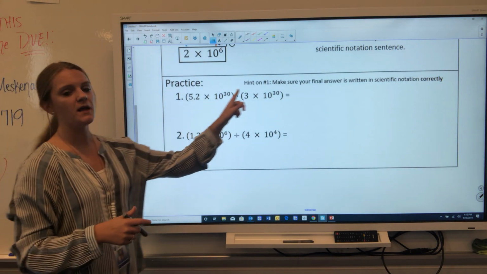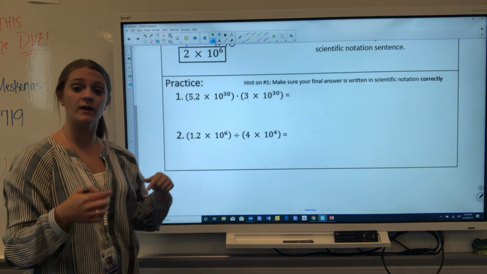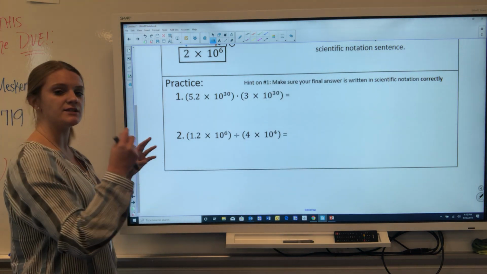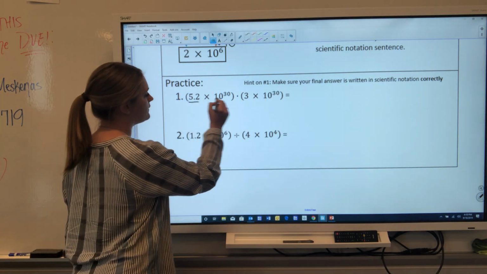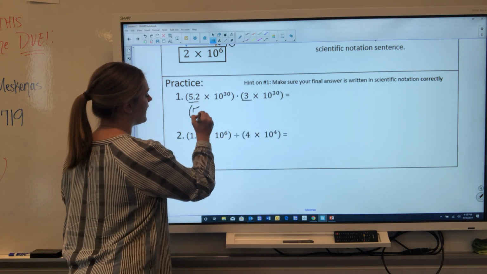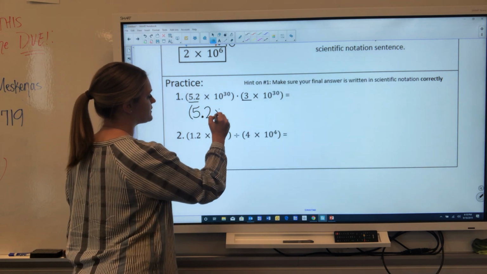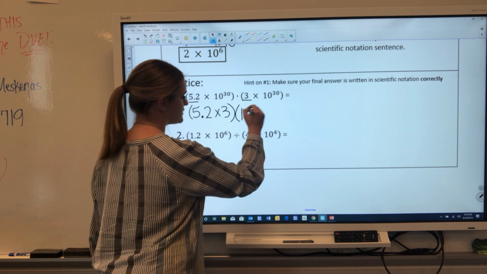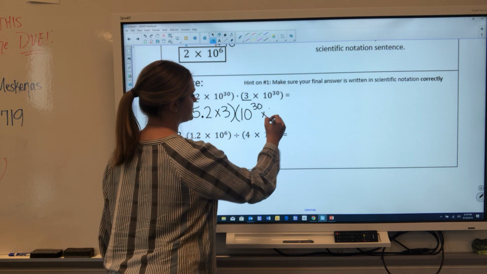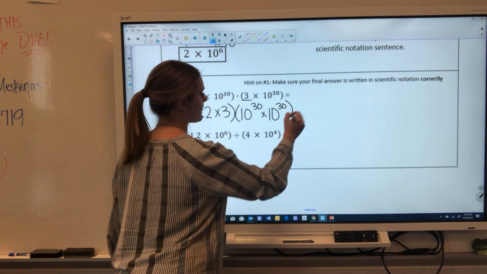All right, so we're multiplying these two expressions. We're going to rearrange the sentences because with multiplication, you can rearrange the order in which you multiply. So I'm going to multiply the coefficients first. So 5 and 2/10 times 3. And I'm going to multiply the powers of 10 next. 10 to the 30th power times 10 to the 30th power.